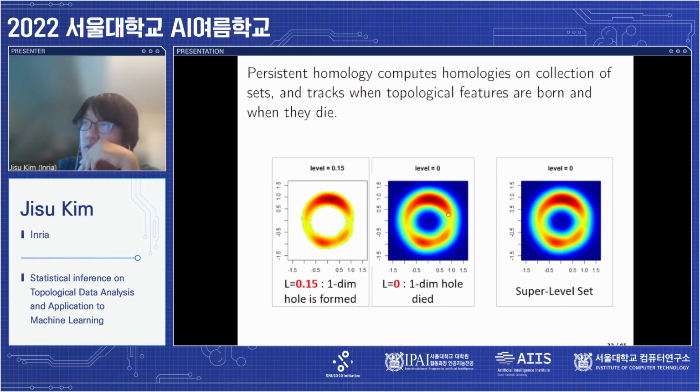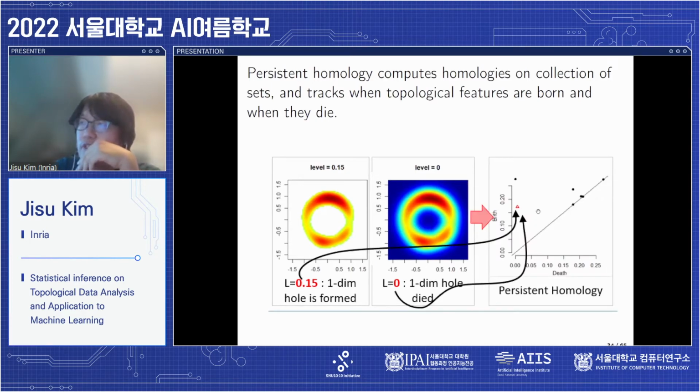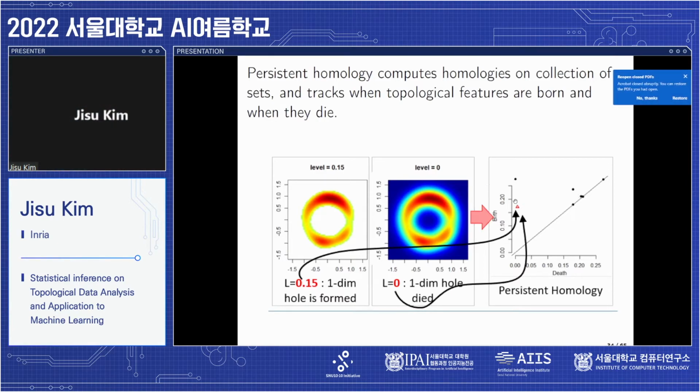And then when the level decreases down to 0, you'll see that this loop disappears. So for this case, the birth time is 0.15 and the death time is 0. So this triangle corresponds to this loop structure. And then you do this from the kernel density estimator, and we can produce the persistent homology similarly as well.